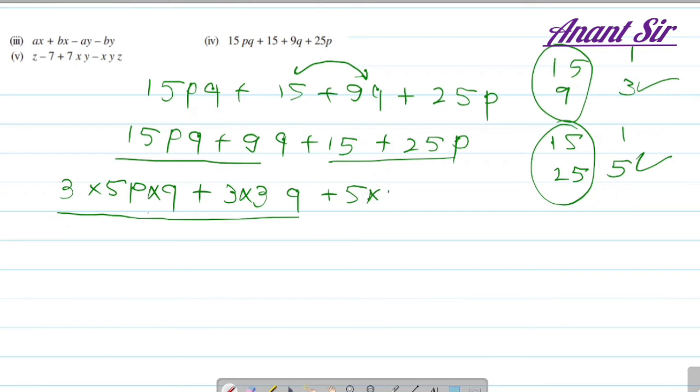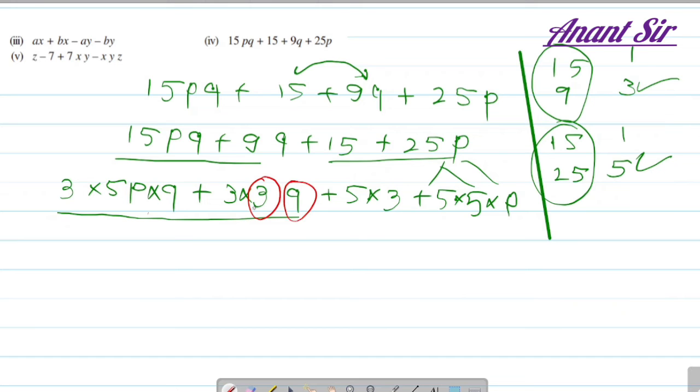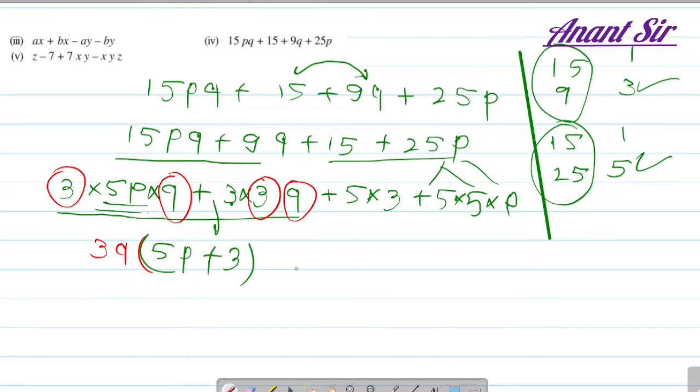So 5 times 3 is 15 and 5 times 5 is 25, and p will remain as it is. So now what can I take common from the first two terms? I can take 3 and q common. So if I take 3 and q common, what remains in the bracket is 5p plus 3 only.